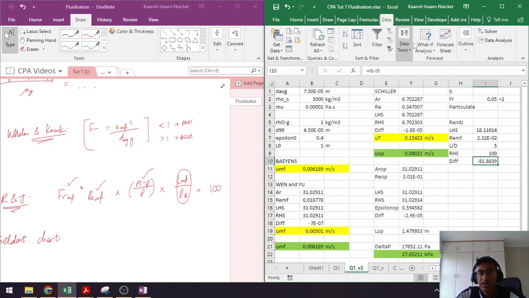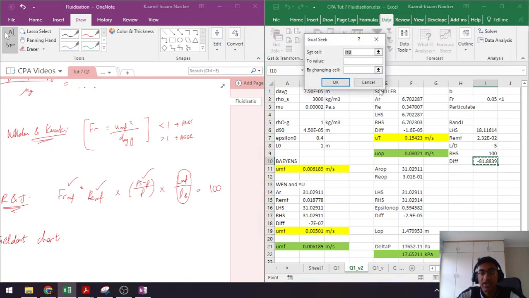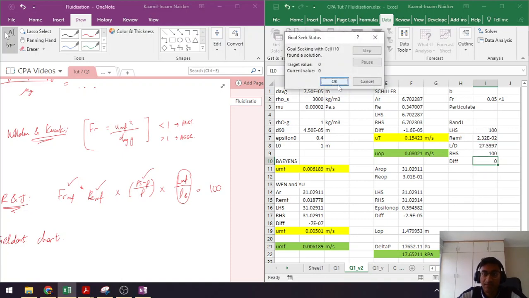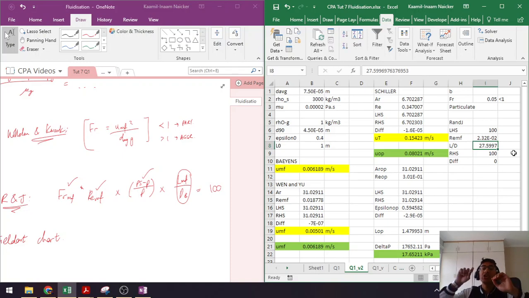So we're going to go into Data, go to What-If Analysis, and go to Goal Seek. And say, hey, Goal Seek, you see this difference? I want you to change this difference to 0 by changing the L over D ratio, and say OK. And so the L over D ratio would need to be 28 for us to exceed the 100. Because this is a straightforward equation, you can see that if L over D is bigger, the value on the right-hand side gets bigger. So my L over D needs to be bigger than 28 for me to exceed 100.